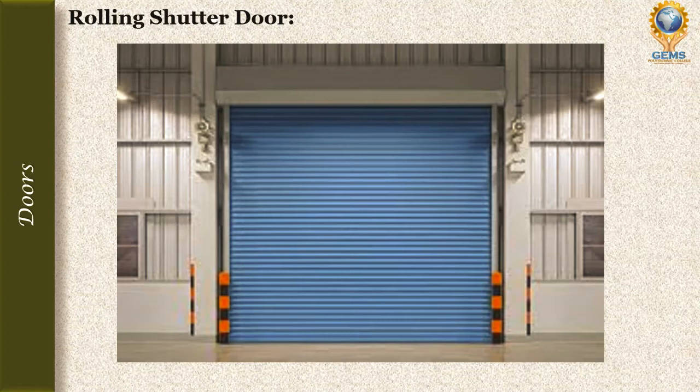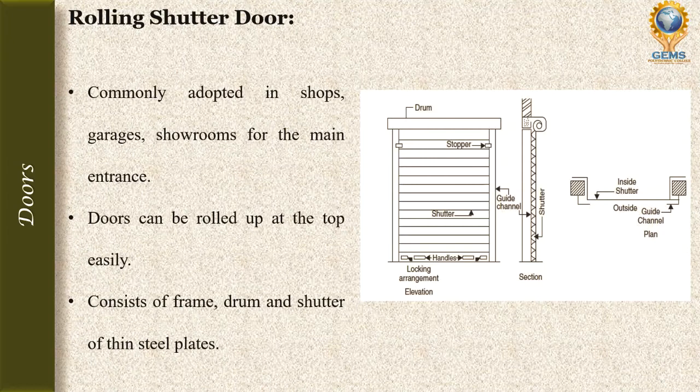The next type of door is rolling shutters. This is the diagram of the rolling shutters. It can be seen in many of the godowns. These rolling shutter doors are commonly adopted in shops, garages, showrooms for the main entrance door. So see in the diagram.